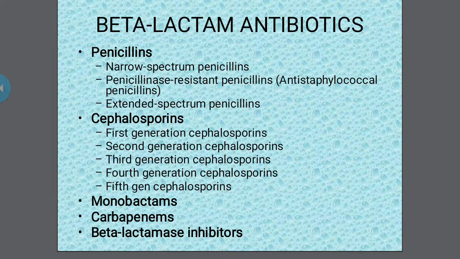Cephalosporin, on the other hand, can be divided into 5 generations. I shall discuss it later. 1st generation to 5th generation. Beta-lactam antibiotics also include carbapenems, monobactam and beta-lactamase inhibitors.